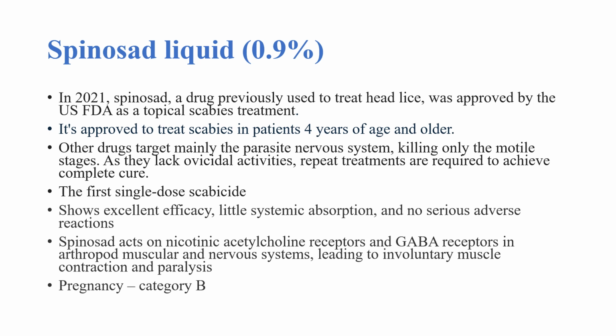This is the first single-dose scabicide. It shows excellent efficacy, little systemic absorption, and no serious adverse reactions. Spinosad acts on nicotinic acetylcholine receptors and GABA receptors in the arthropod muscular and nervous systems, leading to involuntary muscle contraction and paralysis. Safe in pregnancy category B.